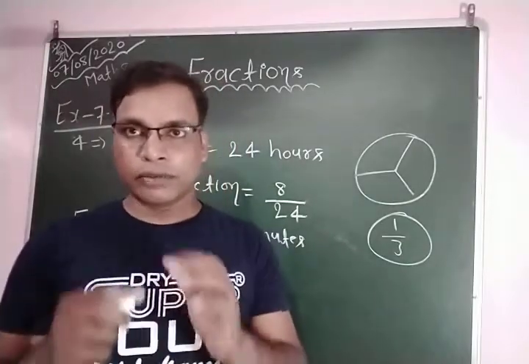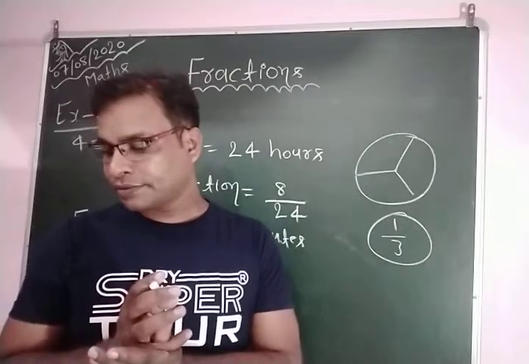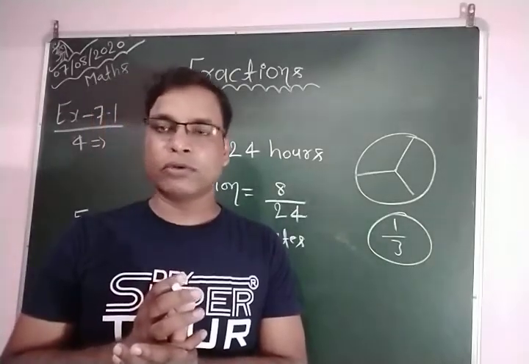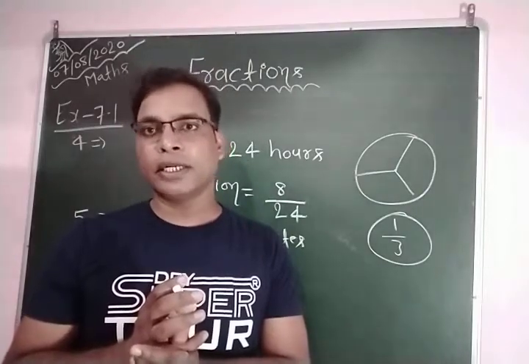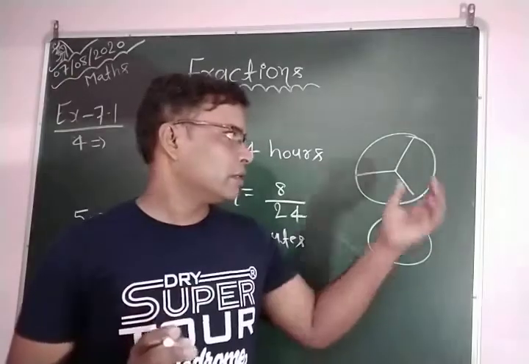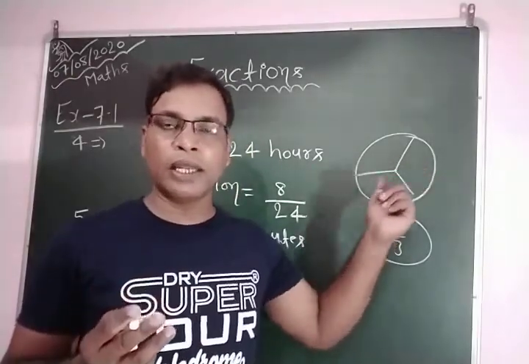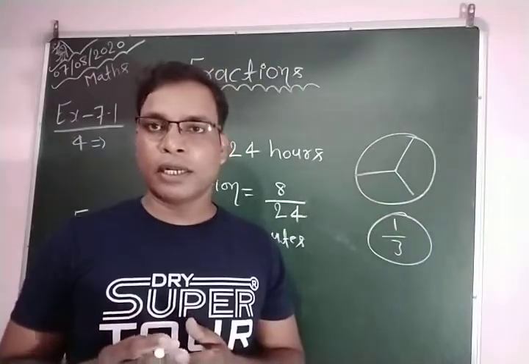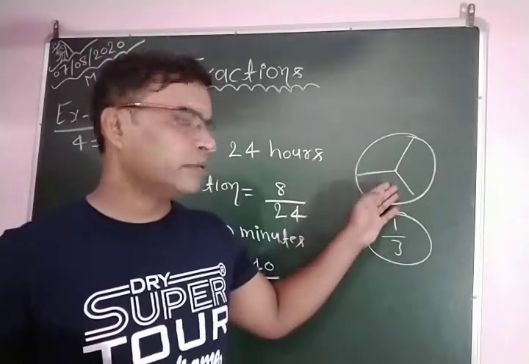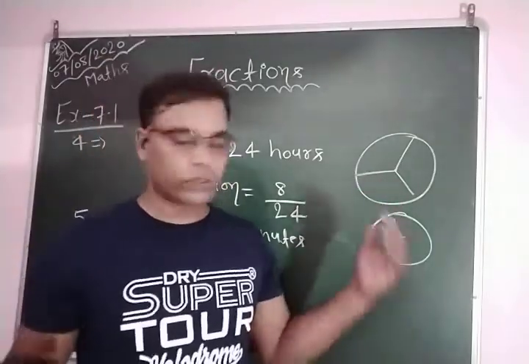So the sandwich is divided by Arya into 3 parts. What part of the sandwich will each boy receive? 1 by 3 part of the sandwich each boy received. Clear? There are 3 friends, you divide into 3 parts, and what part of the sandwich is received by each boy? 1 by 3 part, because everybody will take 1 part. Clear? Now for the next question.